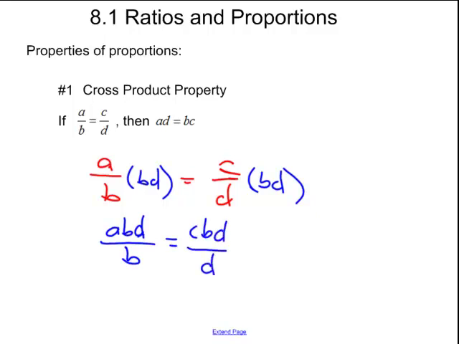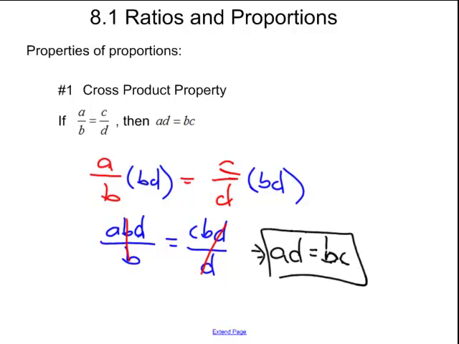CBD over D. On the left-hand side, the B's will cancel out. On the right-hand side, the D's will cancel out. And sure enough, I'm left with AD is equal to CB. And the symmetric property says that's the same thing as AD is equal to BC. You can always cross-multiply to get an answer when you're using proportions.